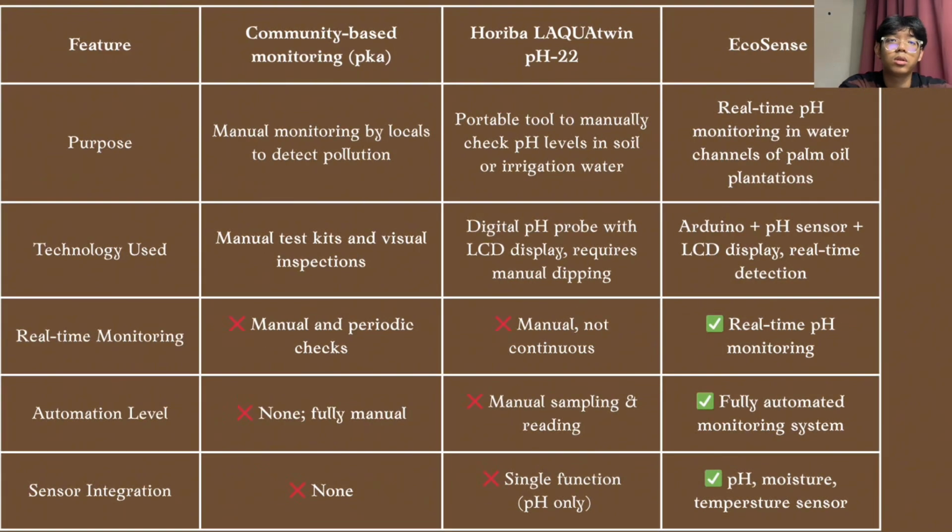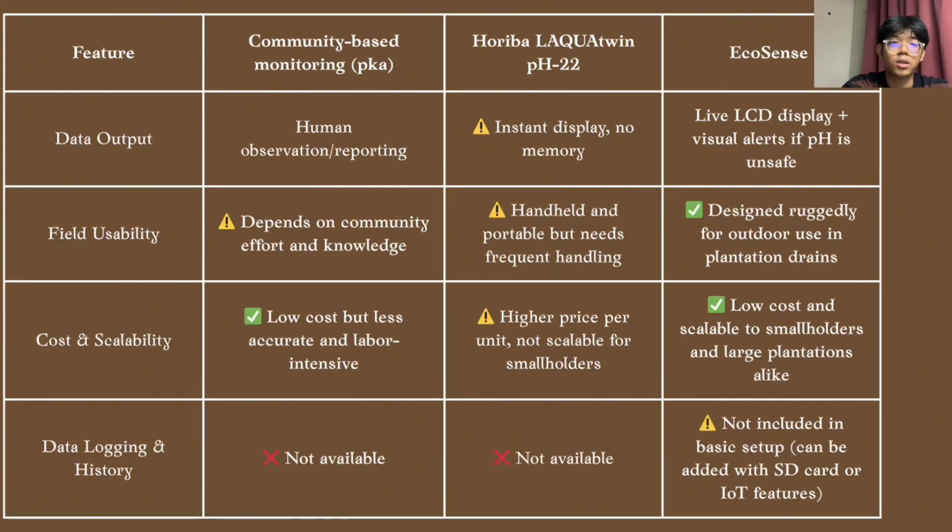Second, we have Horiba LAQUAtwin pH-22. This is a portable digital pH meter that offers much better accuracy. It is designed for spot checks of soil or irrigation water. However, it still falls short in several key areas: it only measures pH, offering no insight into moisture or temperature. It's a manual use device, meaning the user has to go to the field, take samples, and interpret the results each time. And then there's no data storage, and it's not designed for long-term unattended operation. It's more advanced than visual kits, but not very scalable or convenient for regular monitoring, especially for smallholders managing busy daily routines.